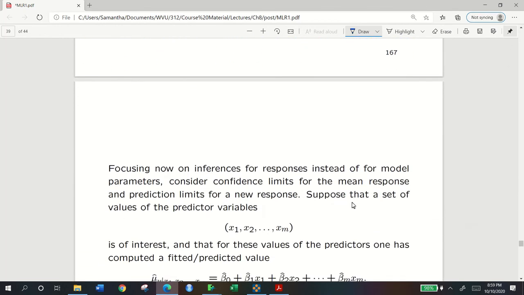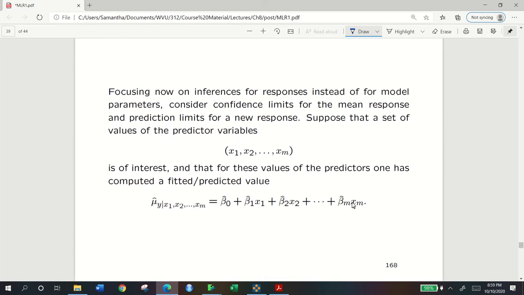And so now that we've taken a look at this, we can focus on making inferences for responses instead of for model parameters. So let us consider confidence limits for the mean response and prediction limits for our new response. Suppose that we have a set of values for our predictor variables x1, x2, all the way to xm that is of interest, and that for these values of the predictor, one has computed a predicted value of mu hat of y given x1, x2, all the way to xm.